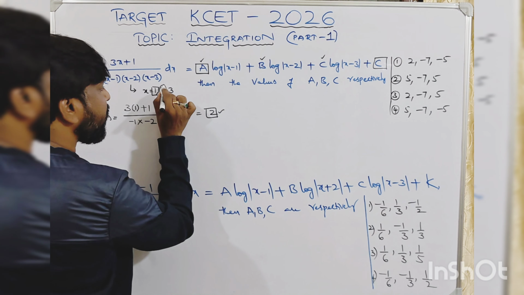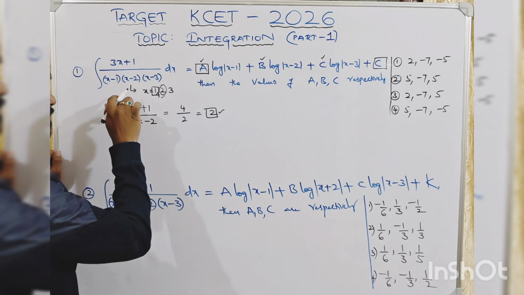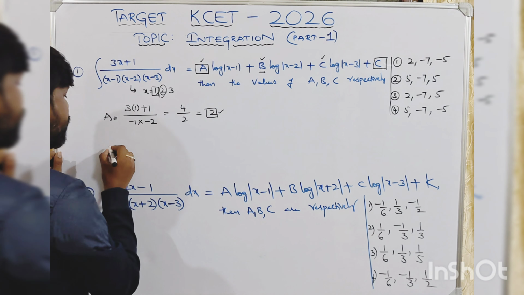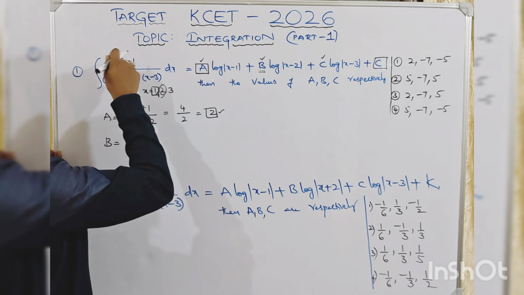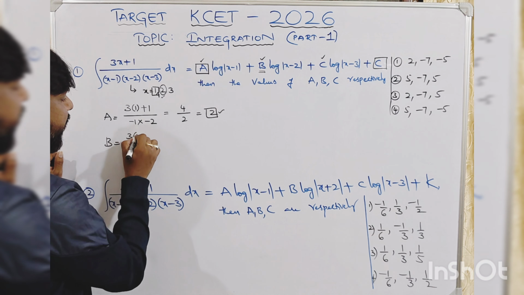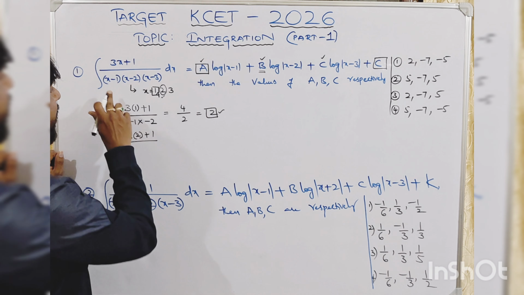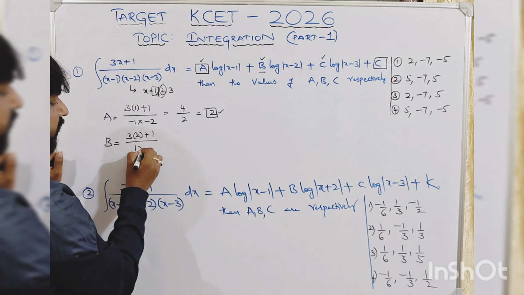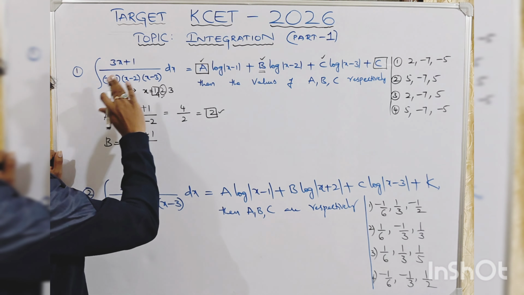Second root is what? 2. So x equal to 2, let us substitute. For the B value, let us go for x equal to 2 in the given question. So 3 into x, 2 plus 1, by x minus 2... 2 minus 1, no objection, into 2 minus 2 is 0, that's what, don't substitute here.